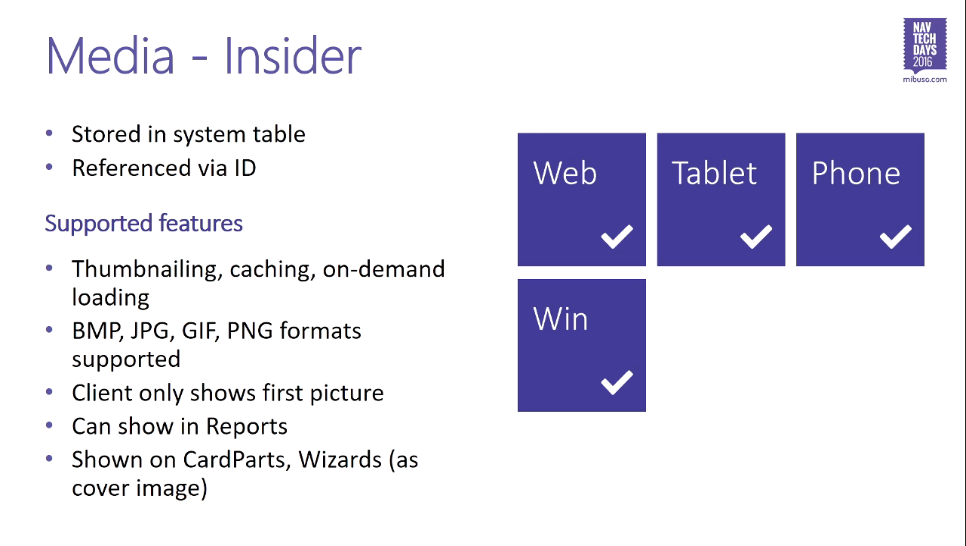Probably the biggest one is the thumbnailing. When you store a media field, we generate thumbnails of the image in different sizes. And we figure out which size is the best to use, depending on what device or component you are using. For example, it doesn't make sense to download a big image if you're using a phone client, because all you want is a smaller image. It also happens in the desktop client. If you're using a brick field in the desktop client or the FactBox, we figure out the best image to use there.